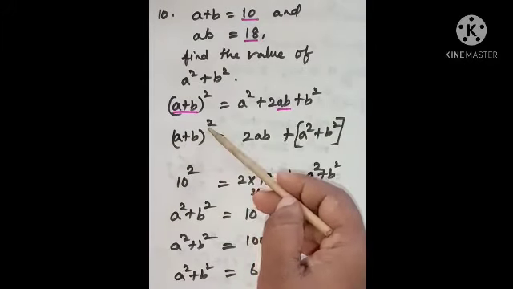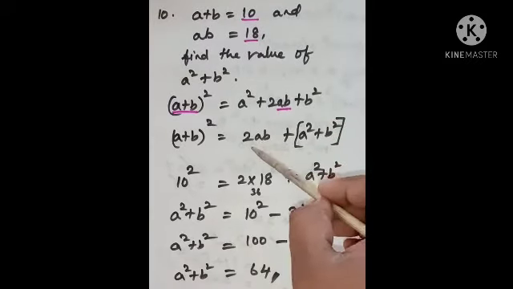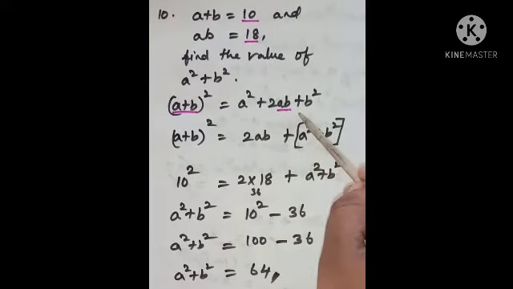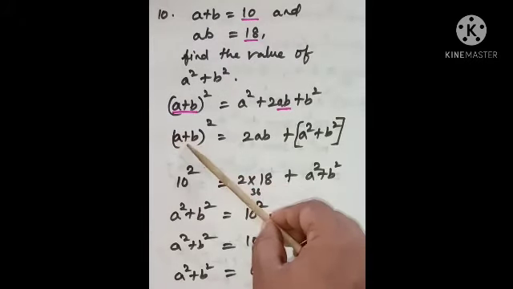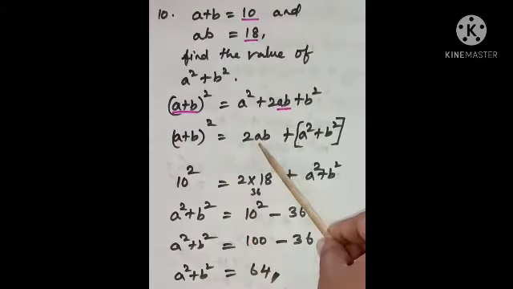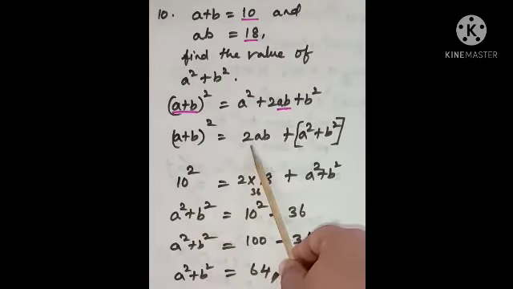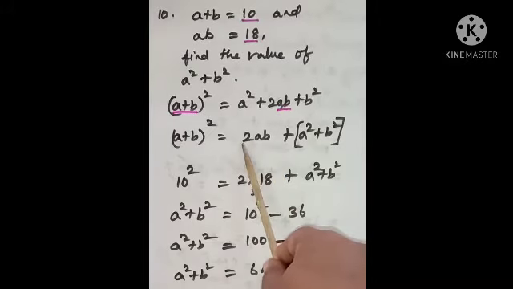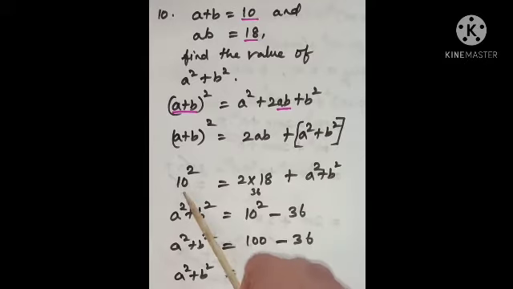Now (a plus b) the whole square is equal to a square plus b square plus 2ab, because we need the value of a square plus b square. So we rewrite the expansion like this, and then in the next step we substitute the known values of a plus b and ab. That is, a plus b is 10, so 10 square, and ab is 18. So 2 into 18 plus a square plus b square.